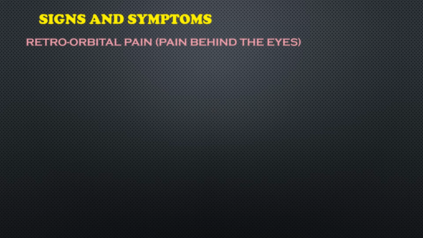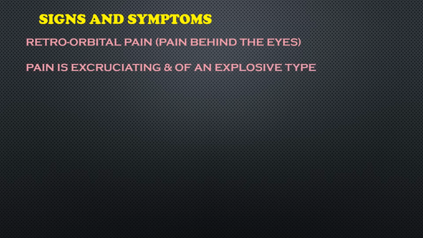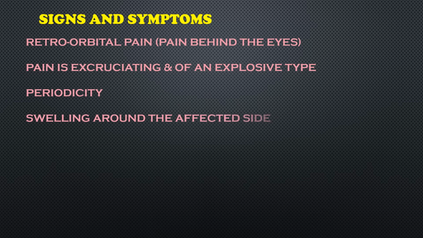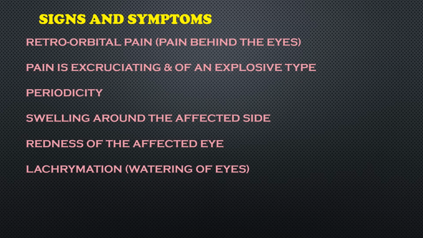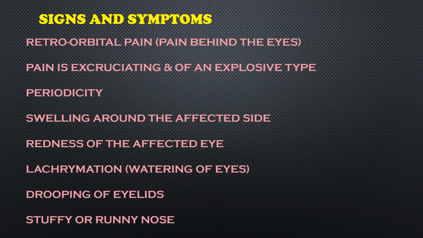The signs and symptoms of cluster headache include retroorbital pain, that is pain behind the eyes. The pain is of an excruciating and explosive type. Periodicity is well marked in cluster headache, where at least one of the daily attacks of pain recurs at about the same hour each day for the duration of a cluster bout. The other associated symptoms involve swelling around the affected side of the face, redness of the affected eye, lacrimation or watering of the eyes, drooping of the eyelid of the affected side, and a stuffy or runny nose.